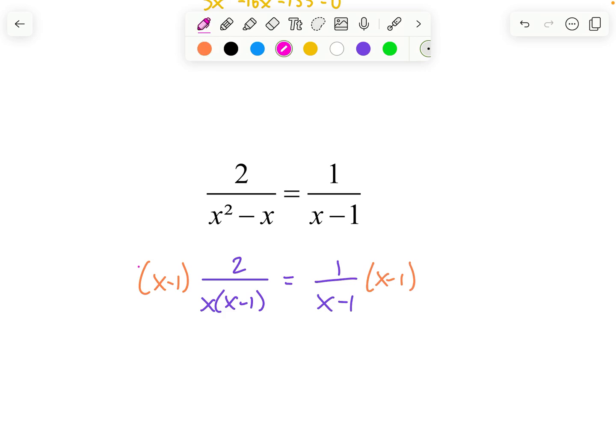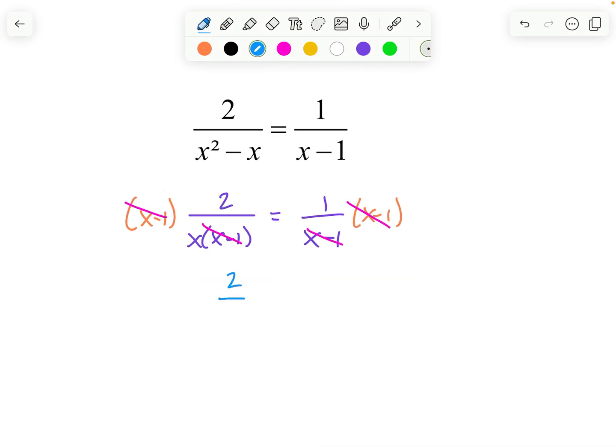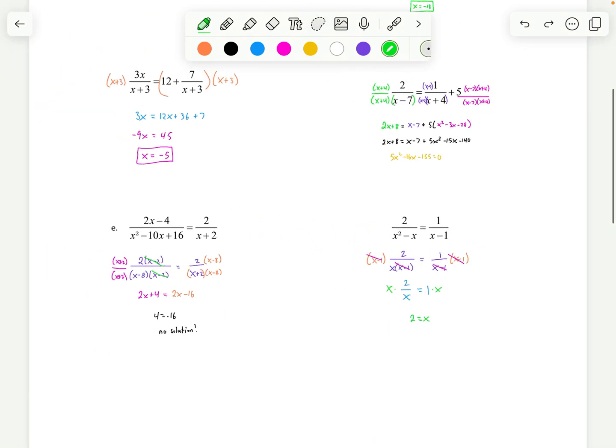And when that happens, these x minus 1s cancel because they're both common factors. And so that creates an equation of just 2 over x on this side equals 1. Now you can multiply both sides by x to get rid of the other denominator, and you get 2 equals x as your answer. Plug it in, check for extraneous solutions. But there you have it.